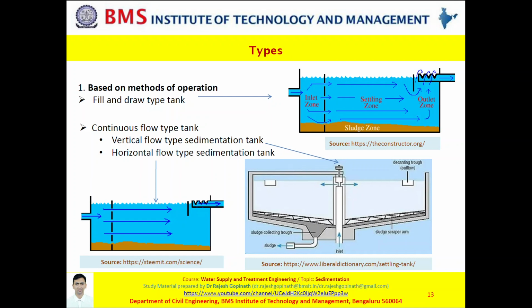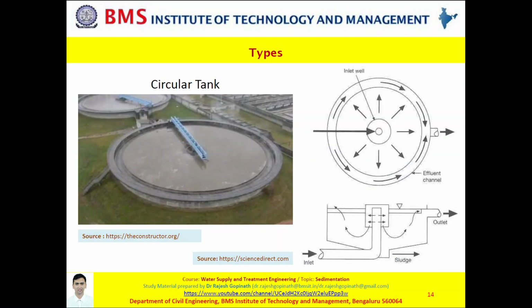So by now you have understood two classifications. First, based on the position of the sedimentation tank. Second, based on the method of operation, which also includes how the water enters the sedimentation tank. Now let's move on to the third classification, the most popular, which is based on shape. Circular, rectangular, hopper bottom.